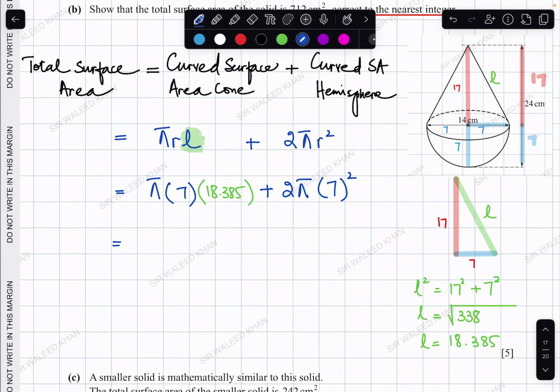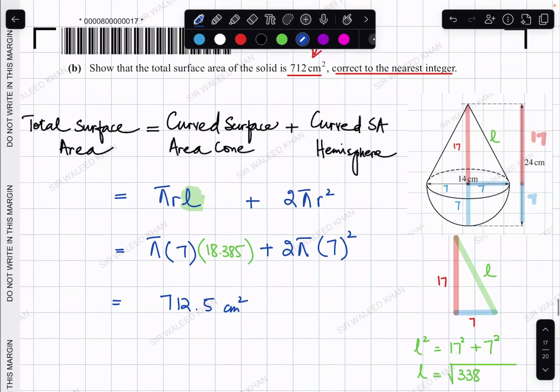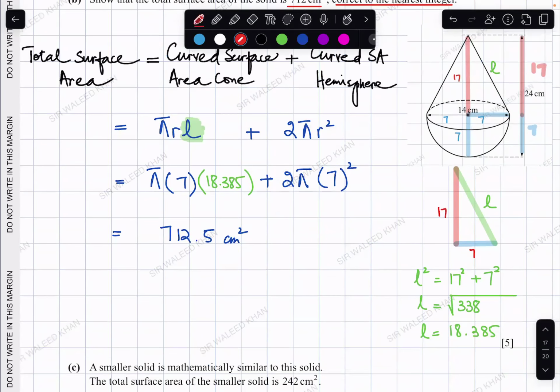So this should be pi times 7 times 18.385 plus 2 pi times 49, which is equal to 712.5. So correct to the nearest integer, we have 712.